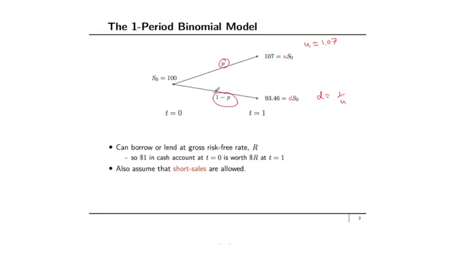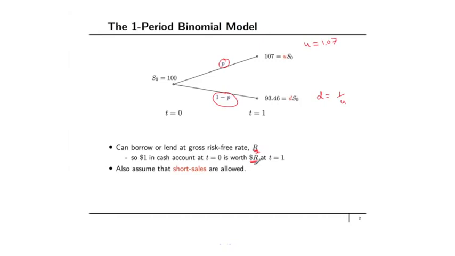Okay, so we also assume that we have a cash account available, which enables us to borrow or lend at a gross risk-free rate of R. So if we invest $1 in the cash account at time t equals 0, it will be worth R dollars at time t equals 1. Similarly, if we were to borrow $1 at time t equals 0, we would have to pay back R dollars at t equals 1. We also assume that short sales are allowed.